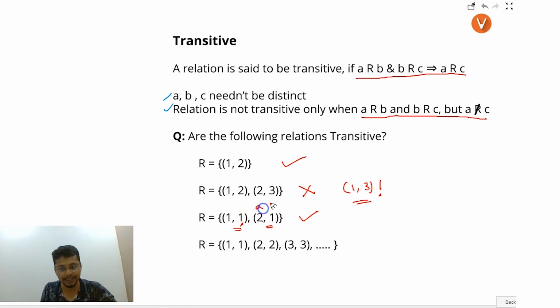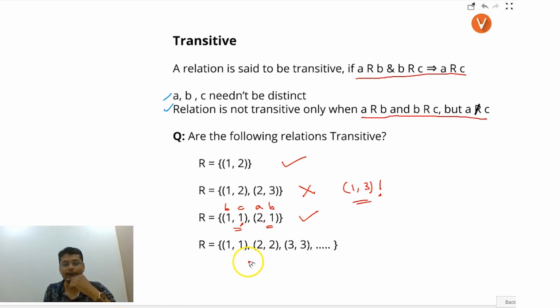Let me say this is A, this is B. So this is B, this is C. A is related to B, B is related to C, so A should also be related to C. But here B and C are the same, 1, 1. All right, I hope you got it. So this is transitive. All right, what about this?